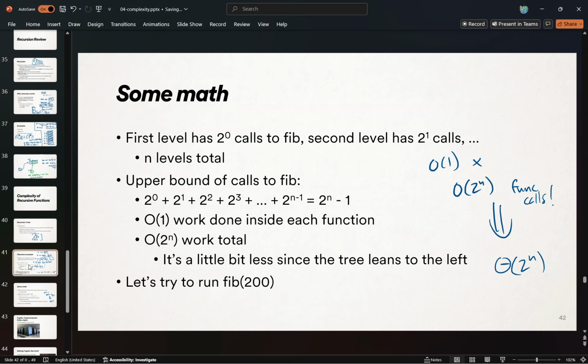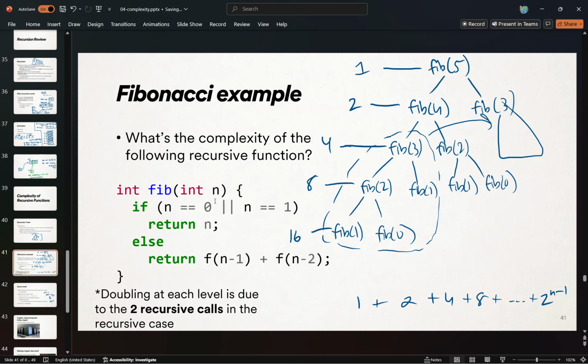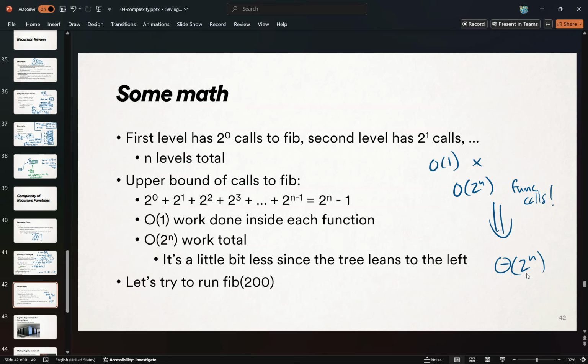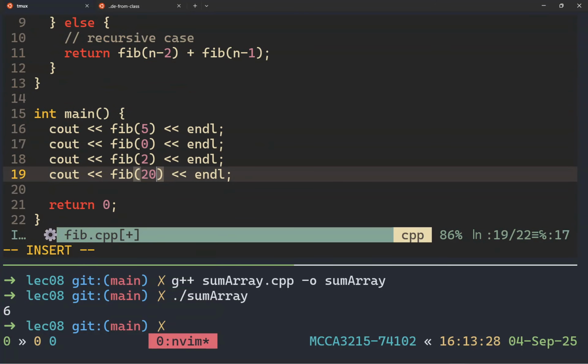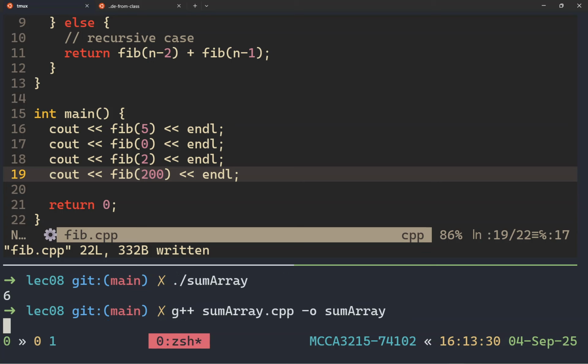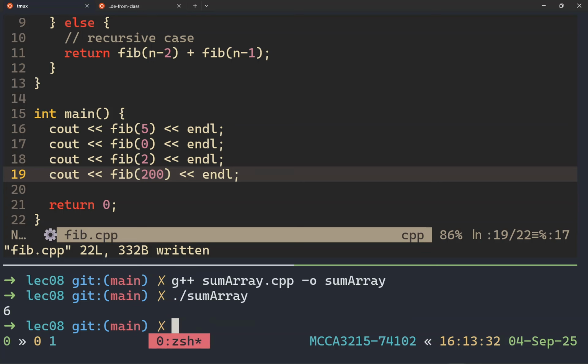Fibonacci is a little bit hard. It would have been easier to do factorial. But 2 to the n is disgusting. We know that graph is going to blow up, yes? So let's try to call fib of 200. This is another fun thing I like to show my CSCI 40 class, so pretend to be surprised again if you already took my class.